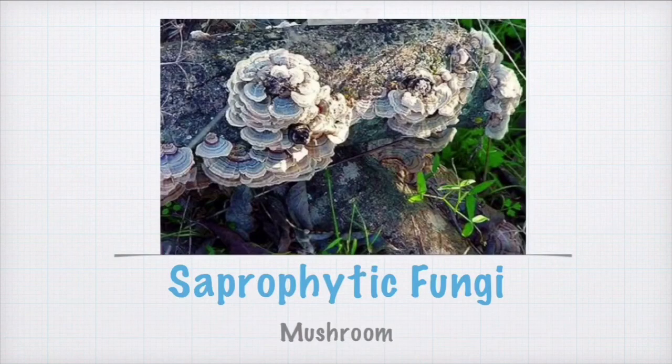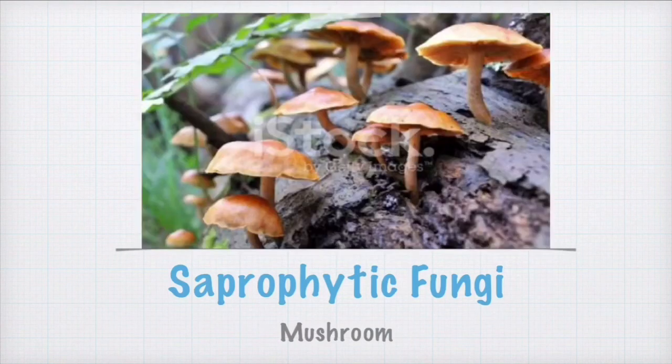This is one of the examples of saprophytic fungi, a mushroom which is growing on dead matter. This is also a mushroom, a saprophytic fungus, which gets nutrition from dead matter or decaying matter. You can see in the picture it is growing on the dead tree, because it is getting nutrition from the dead or decaying tree.